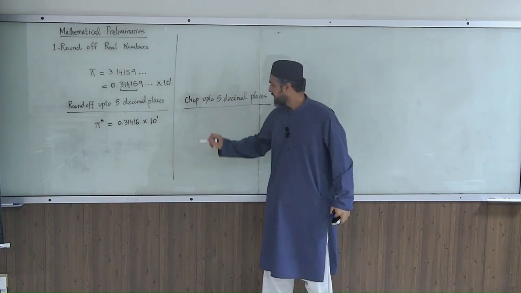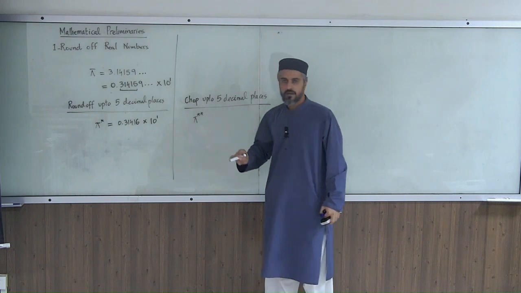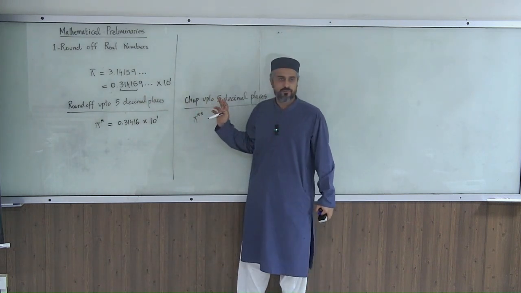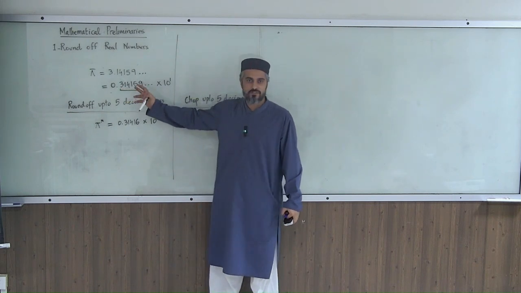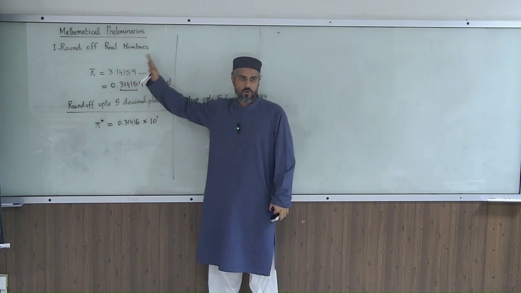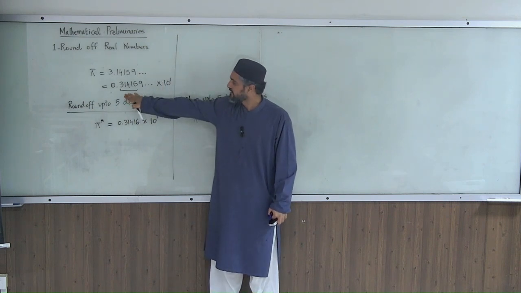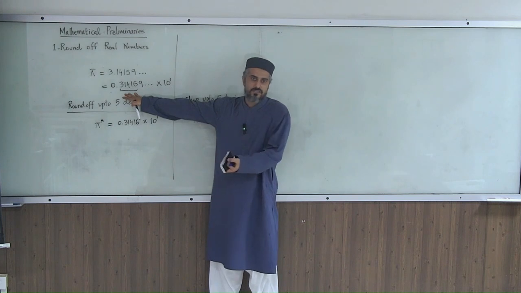So let's say it's pi double star. If I try to chop information up to 5 decimal places, I'll count: 1, 2, 3, 4, 5. These are 5 decimal places. Now I don't need to see what is the number after that. You just consider those 5 decimals, and just write that number.